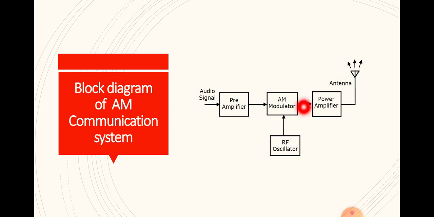Now the output of the AM modulator is the modulated wave, which is applied to the power amplifier. This modulated wave's power is amplified by the power amplifier and applied to the antenna. The antenna converts this electrical form of energy into the electromagnetic wave. So in this way the block diagram of the AM communication system works.